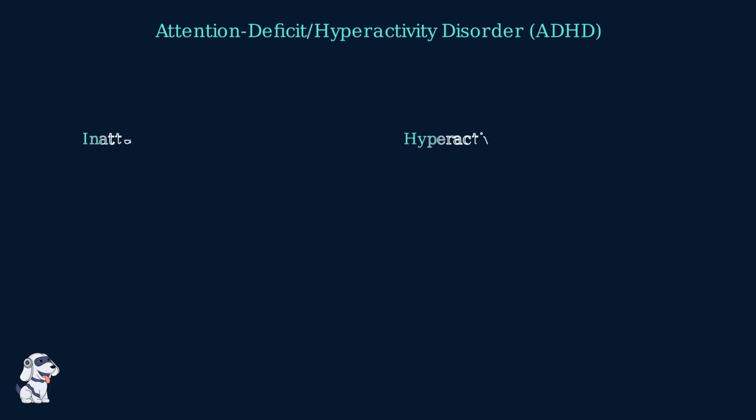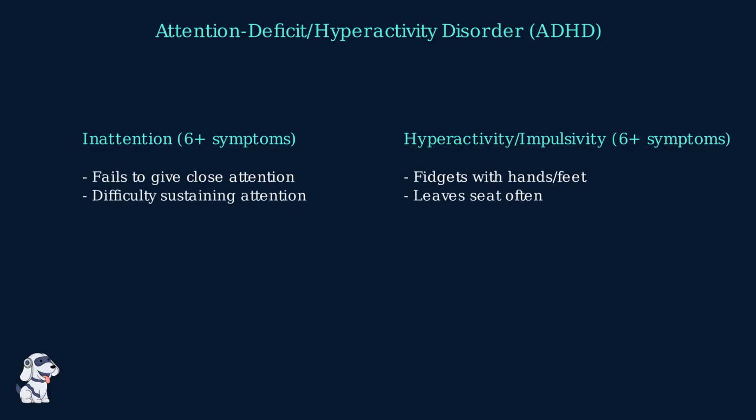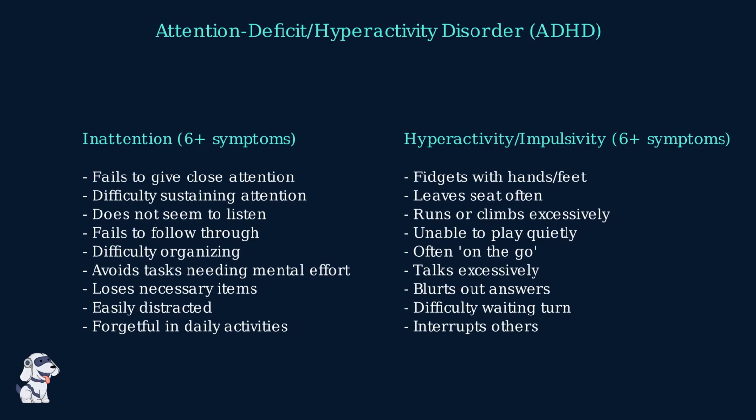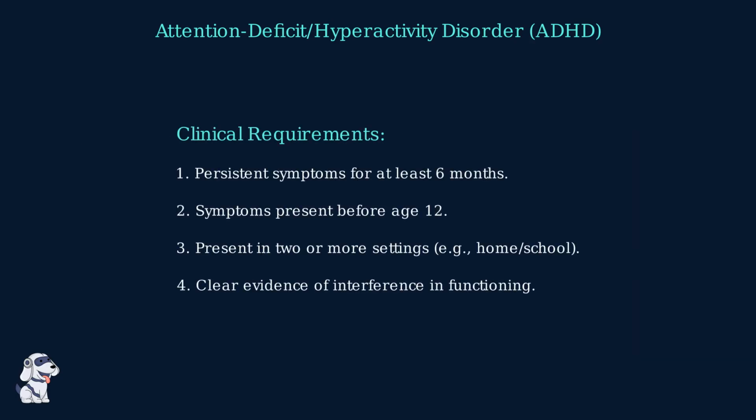Attention deficit hyperactivity disorder, or ADHD, is defined by a persistent pattern of inattention or hyperactivity that interferes with functioning or development. For children, 6 or more symptoms of inattention or 6 or more symptoms of hyperactivity and impulsivity must be present. Adults may require fewer symptoms. Key clinical requirements include symptoms being present for at least 6 months, an onset before age 12, and manifestation in multiple settings, such as home and school. Remember the hook: can't focus, can't sit still, and acts before thinking.